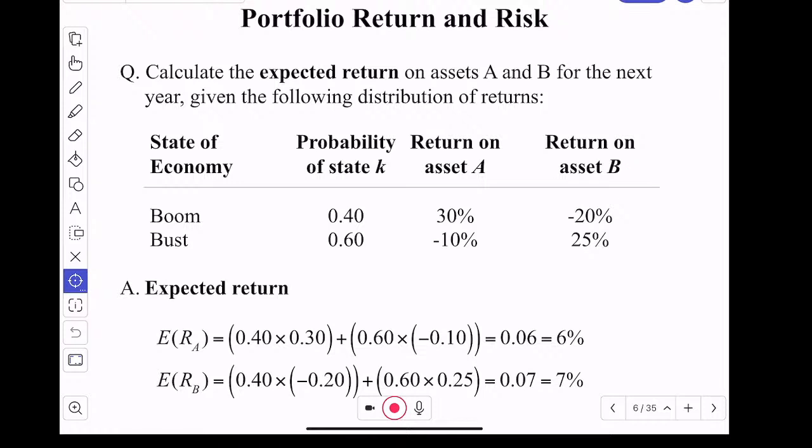Asset B is negatively correlated with the market. When the market does well, B does poorly. When the market does poorly, B does well. So these then are negatively correlated assets because of their relationship in the different states.